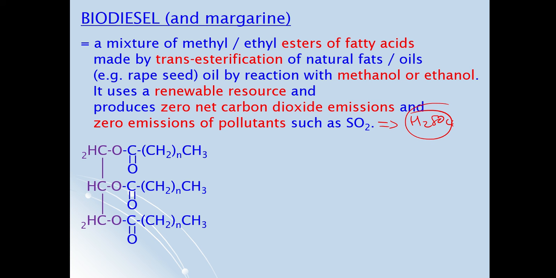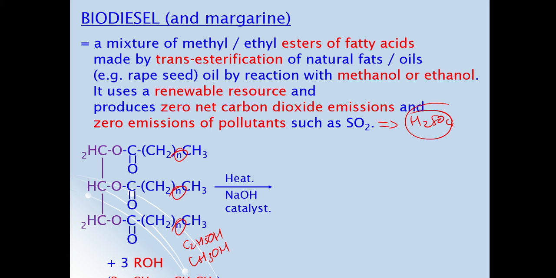There's my general triester. That chain is between sort of 16 and 18 carbons long. I reacted it with 3 ROHs. Remember we said earlier that the ROH, the alcohol used, was either ethanol or methanol. That's the type of esters that we're trying to produce here. So the R will be a C2H5 or a CH3 group.